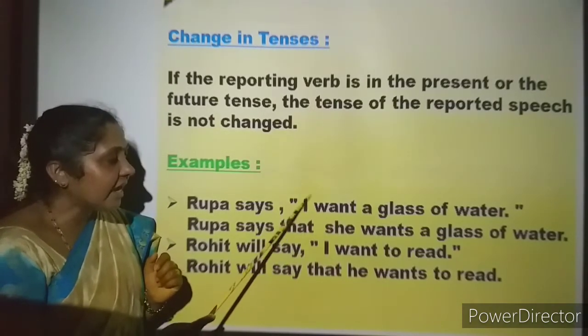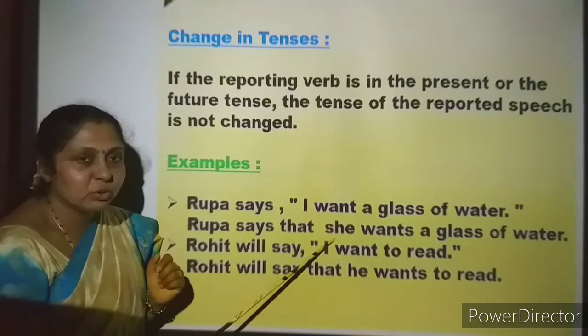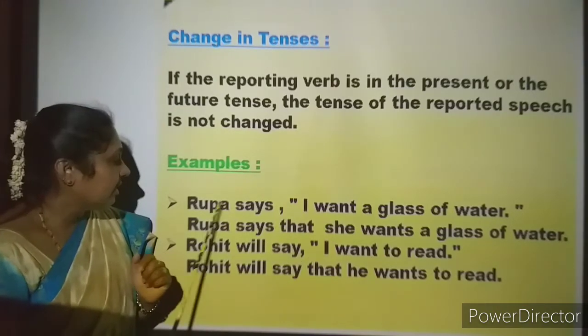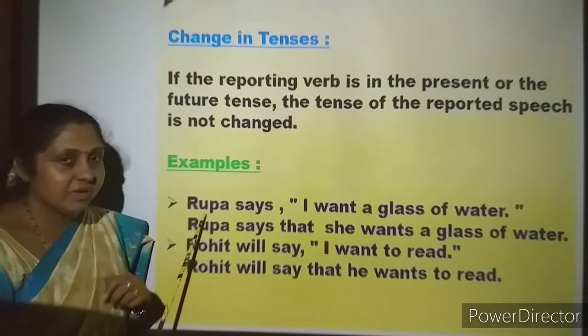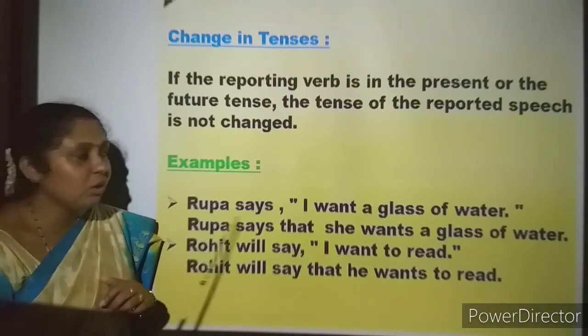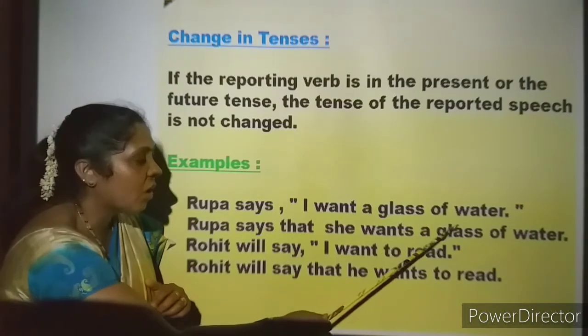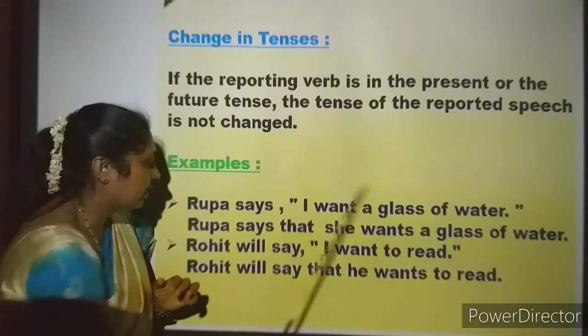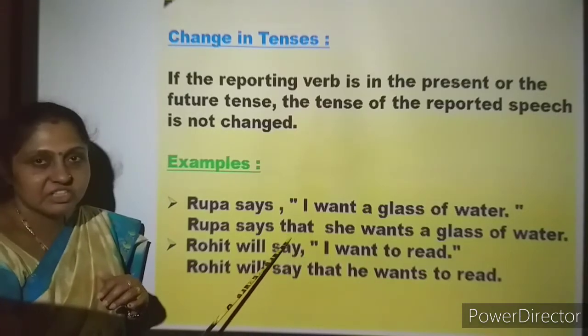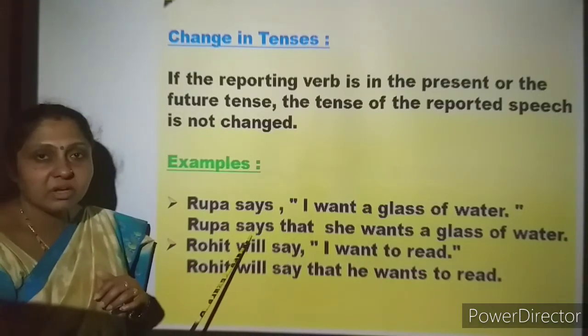So there I, the pronoun, is changed to she, because here the speaker or the person who tells this is a female. By the name you come to know. So I want a glass of water, it changes to she wants a glass of water. So here you see the conjunction, then this is a reporting verb.